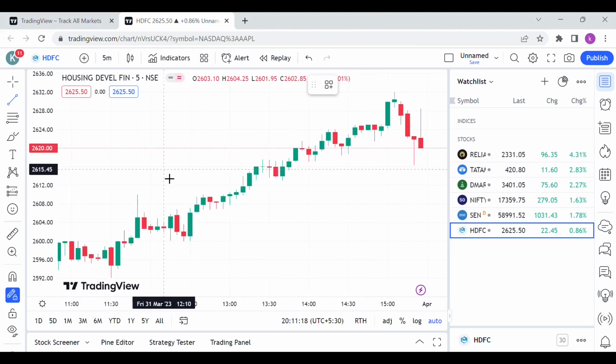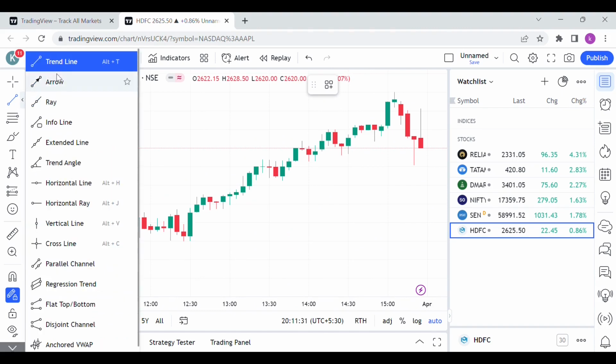This is how it works. And this is the trend line. For example, if you see the green candle, from here it went up like this. If I want to see which direction it went up, I just want to click on this trend line. This is the trend line. If you click this arrow, there is a trend line.